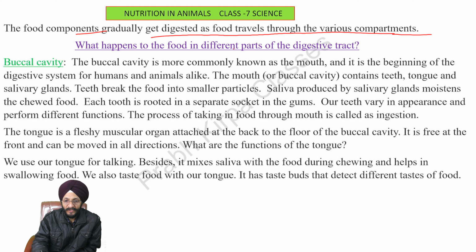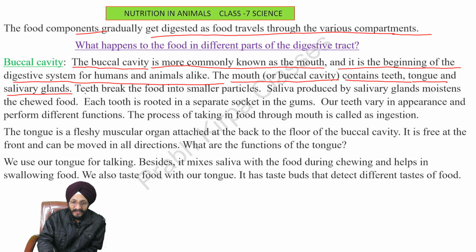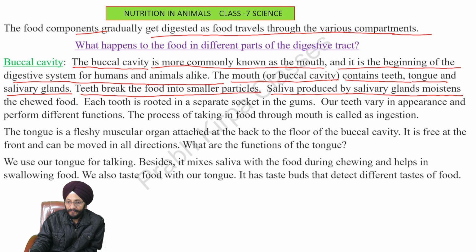What happens to the food in different parts of the digestive tract? Now we first discuss the buccal cavity, which is the first compartment of the digestive tract. The buccal cavity is more commonly known as the mouth, and it is the beginning of the digestive system for human beings and animals alike. The mouth or buccal cavity contains teeth, tongue, and salivary glands. As you know, teeth break the food into smaller particles. In our mouth, saliva is produced by salivary glands, which moistens the chewed food.